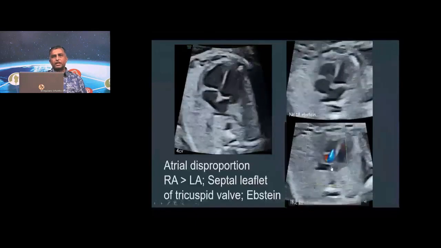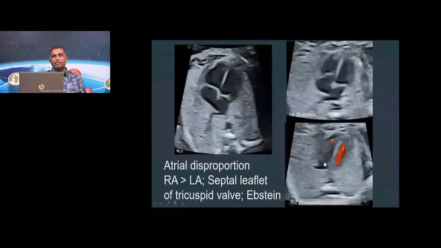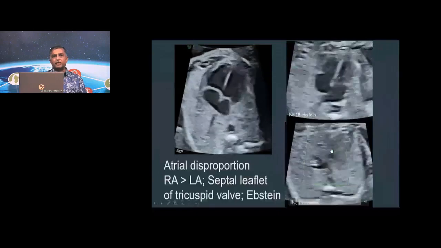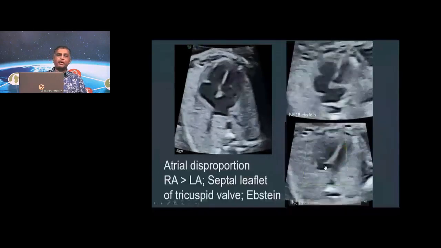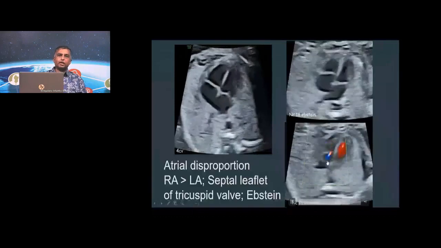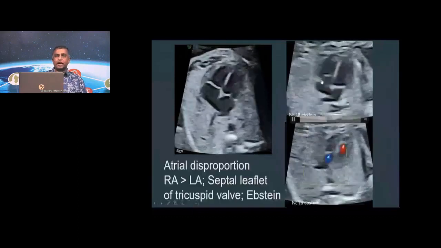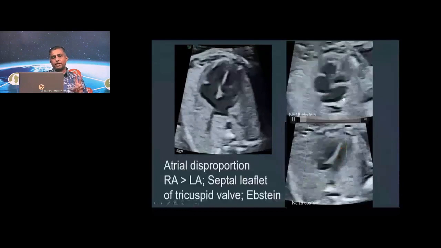Regurgitation should have started somewhere here, but because of the valvular displacement out there, the regurgitation starts from deeper within the chamber. So why is the right atrium dilated? It's dilated for two reasons.